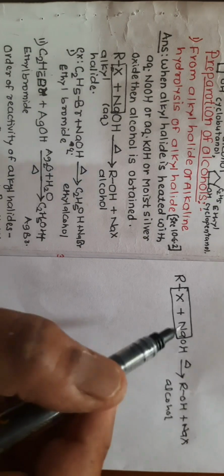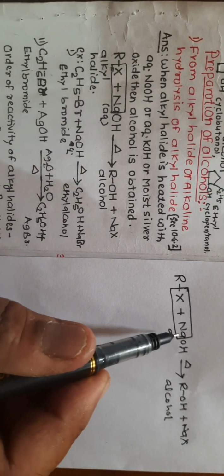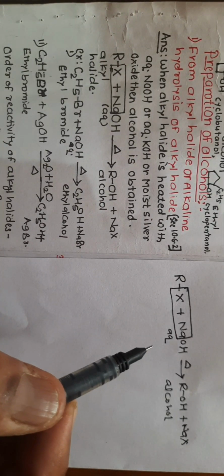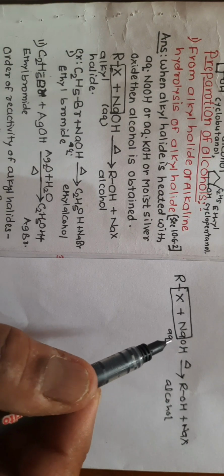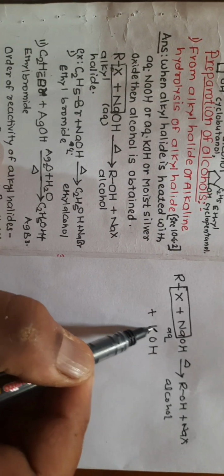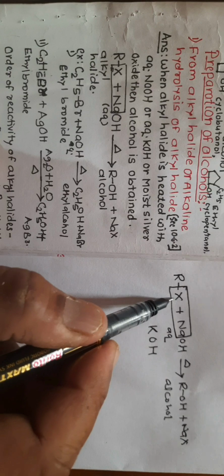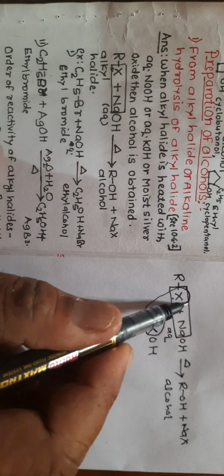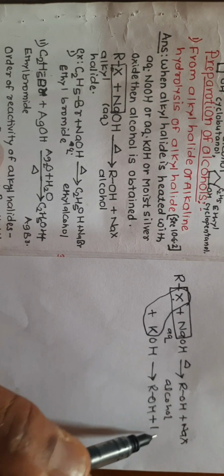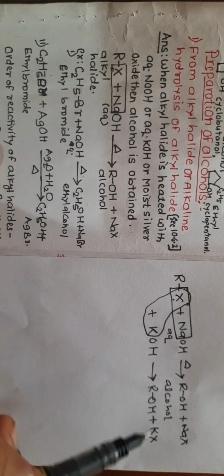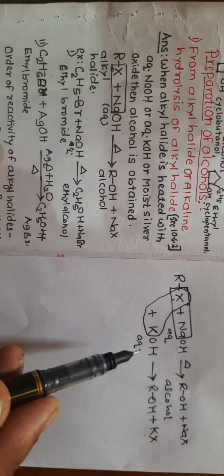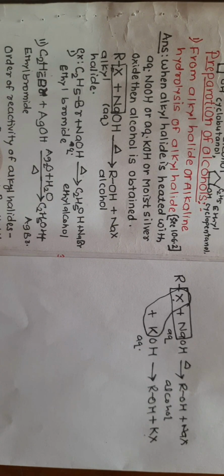In this way, we can convert alkyl halides into alcohols by using alkali like NaOH. Now, instead of NaOH, we can take KOH also. NaOH means caustic soda. KOH means caustic potash. The same reaction is here: this X combines with this K, and the product is the same, ROH. There is just a difference in the byproduct. Instead of NaX, we will get KX. Means the reaction is the same: RX plus KOH. It should be aqueous. Aqueous means we have to prepare the solution of KOH in water.